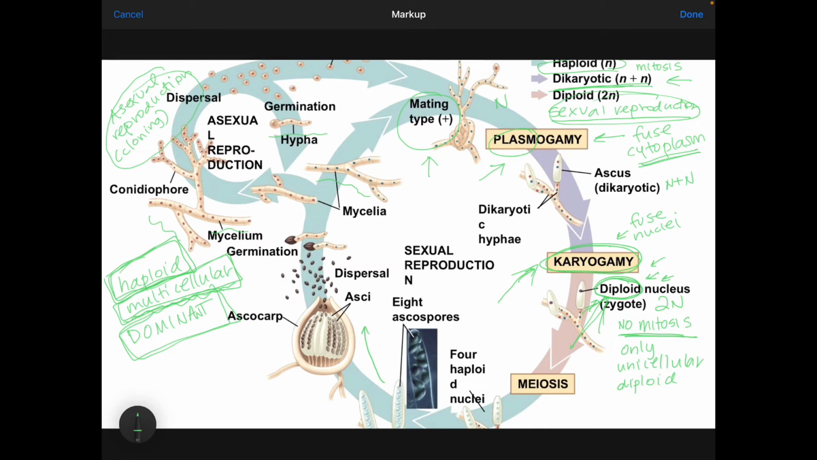Okay, once they're diploid, they do not undergo mitosis. Instead, they go straight into meiosis and back into this dominant haploid stage. After they undergo this meiosis, they can disperse and start to undergo lots and lots of mitosis during germination.